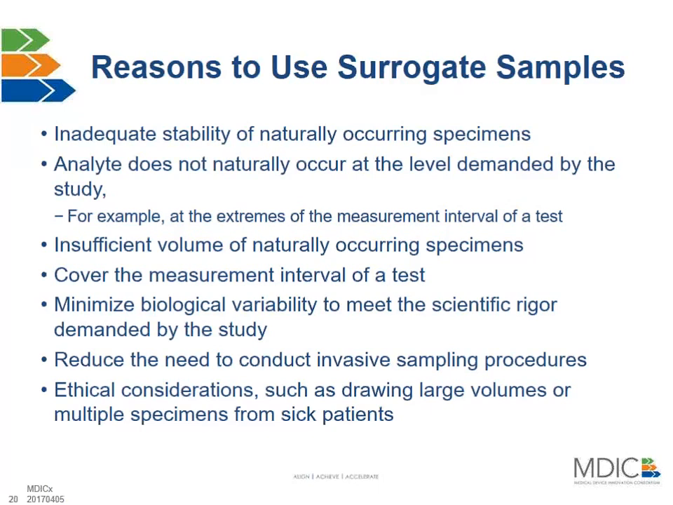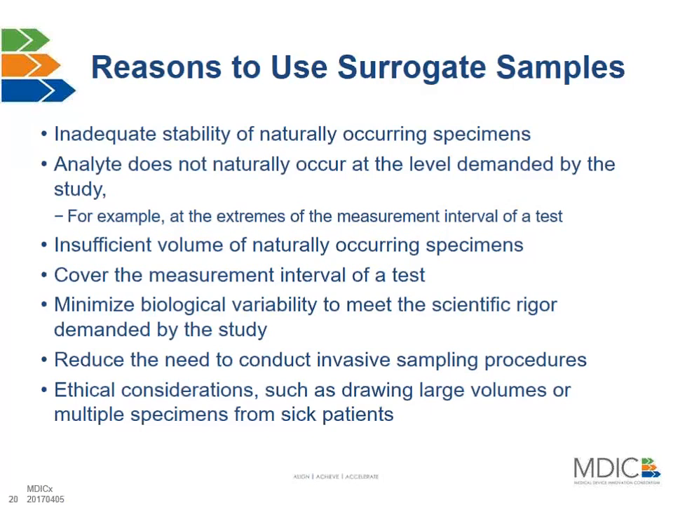This is an example of where surrogate samples can be used to help address these challenges and move forward development of such products. Ethical considerations is another reason why one may turn to the use of surrogate samples. Examples may be invasive sampling methods or concerns about drawing large volumes of clinical specimens from sick patients. And in these situations, there is a role for the use of surrogate samples.